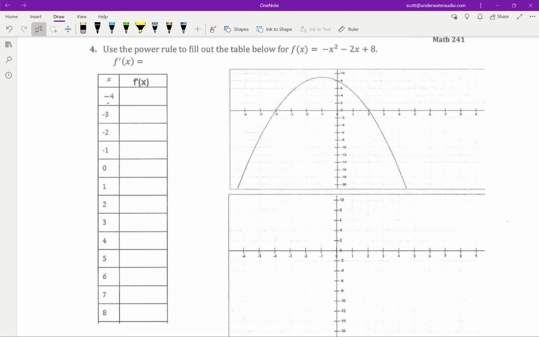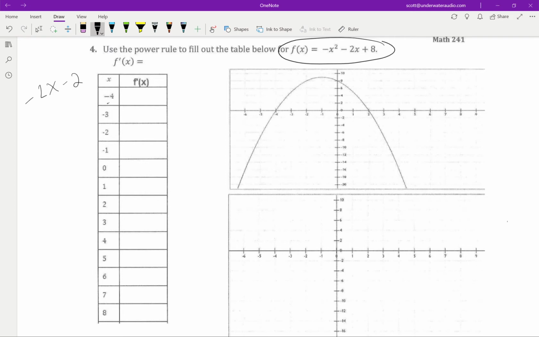And here we go. Use the power rule to fill out the table below for f of x equals negative x squared minus 2x plus 8. Okay, so like before, I'm going to take the derivative. So if I take the derivative, that would give me minus 2x minus 2. And then I'll plug in some points again.